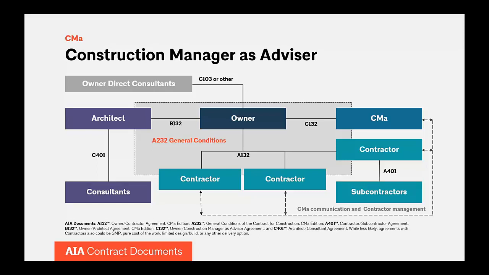The A232, the General Conditions Agreement for CMA, which is now again shown in the center gray rectangle, coordinates the roles and responsibilities of all the parties during construction, but has been written to take into account the CMA's role and multiple contractors on the project. Hasti, next slide.